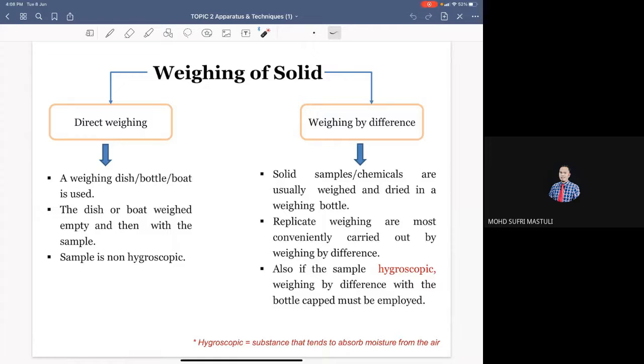And also we can do the weighing by difference. Solid samples or chemicals are usually weighed dry in a weighing bottle. Replicate weighing is most conveniently carried out by weighing by difference. Also, if the sample is hygroscopic, weighing by difference with the bottle cap must be employed.